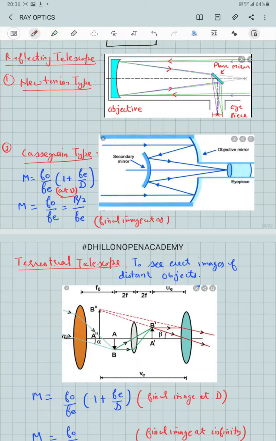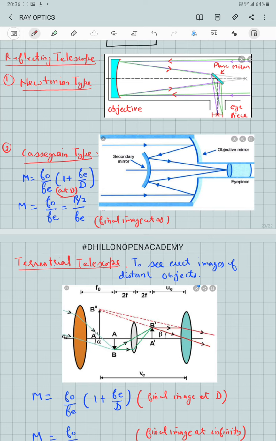Last part. Now we are discussing the reflecting type telescope. First we have the Newtonian type, developed by Newton. It consists of a concave mirror of very large aperture as well as large focal length, which acts as an objective, which is preferably made up of an alloy of copper and tin.